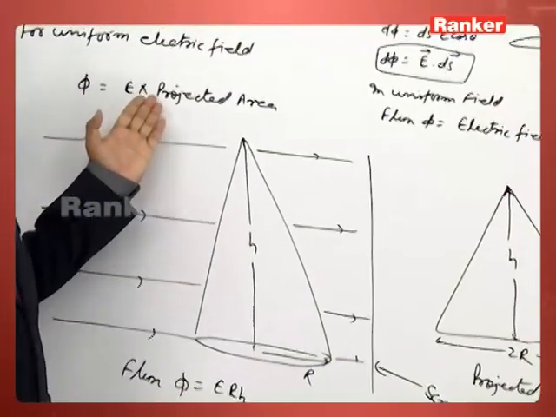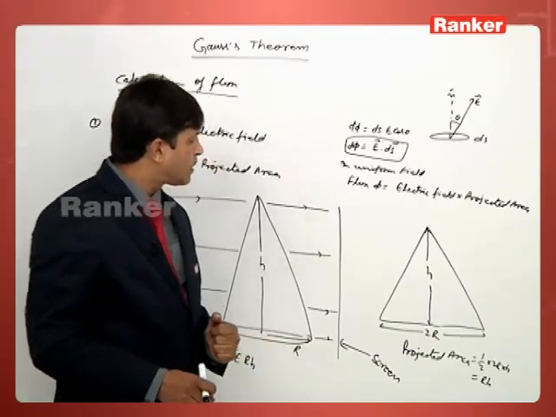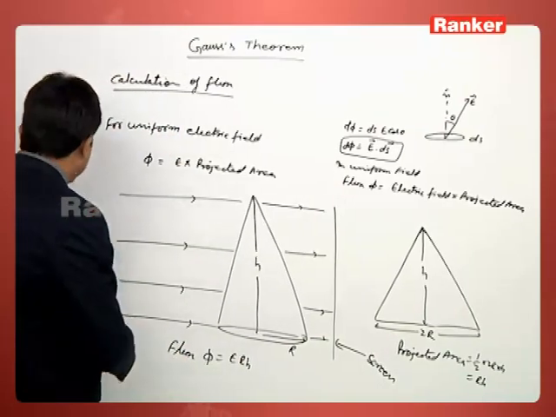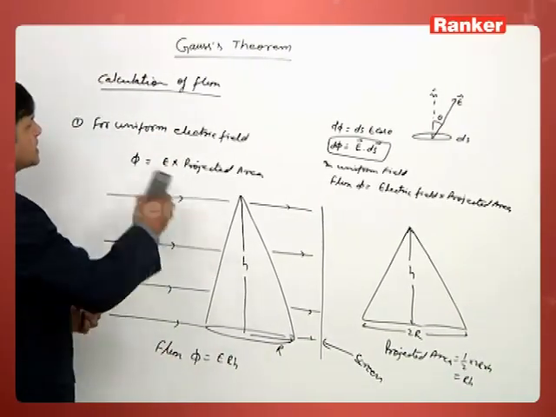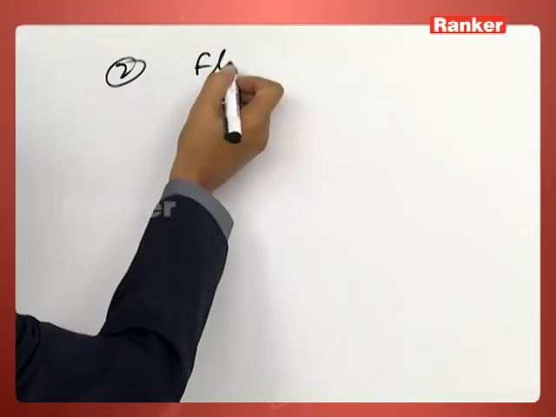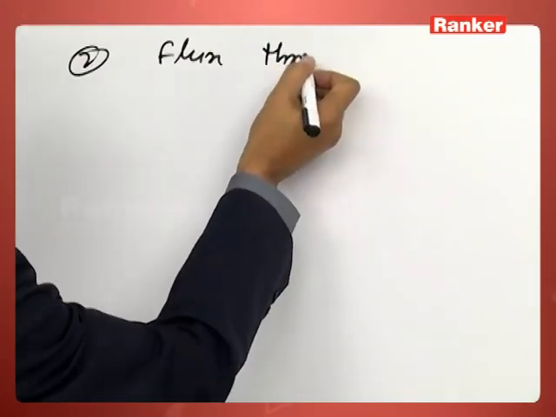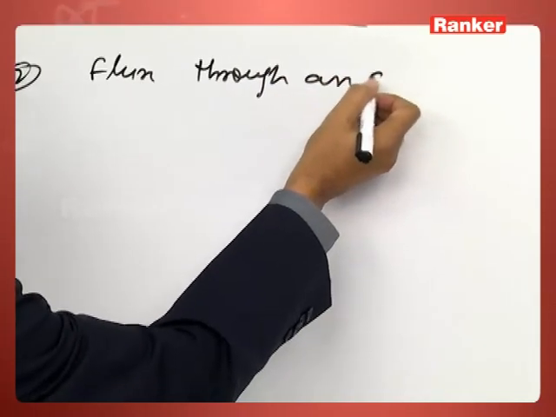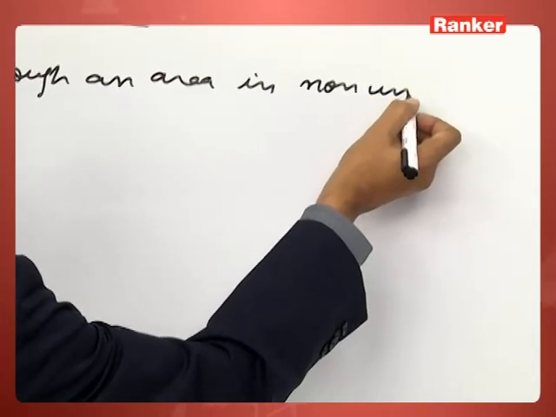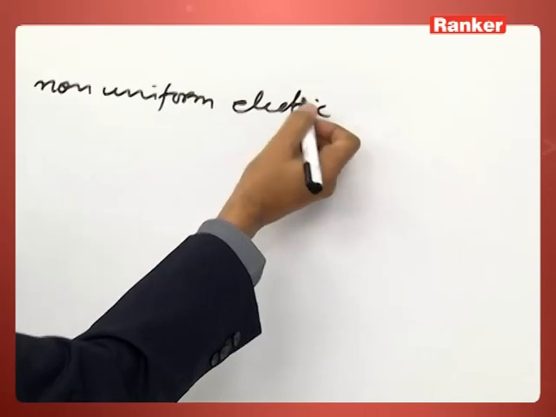In this manner we can calculate the flux if the electric field is uniform. Flux can be written as electric field into projected area. But if the electric field is non-uniform, then it is a slightly different scene. If a non-uniform electric field is there, how do we calculate the flux? Second point: the flux through an area in a non-uniform electric field.